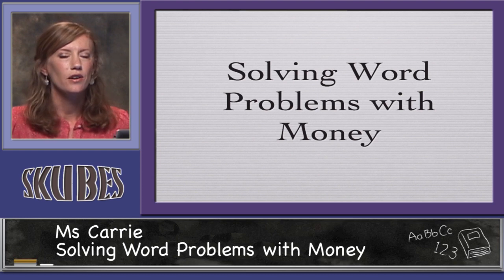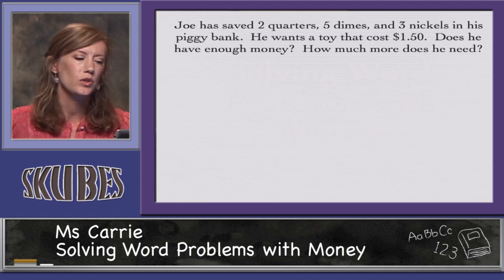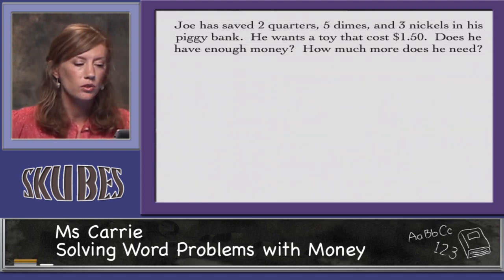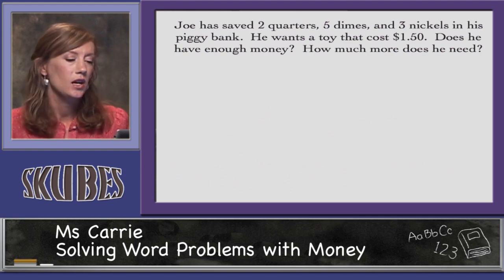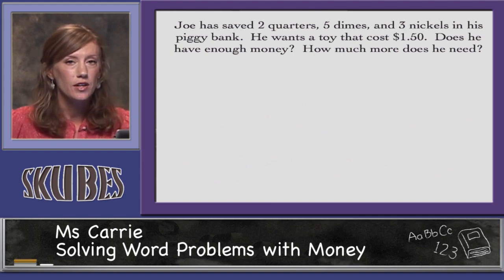This lesson is on solving word problems with money. Let's read our first money word problem together. It says, Joe has saved 2 quarters, 5 dimes, and 3 nickels in his piggy bank. He wants a toy that costs $1.50. Does he have enough money? How much more does he need?